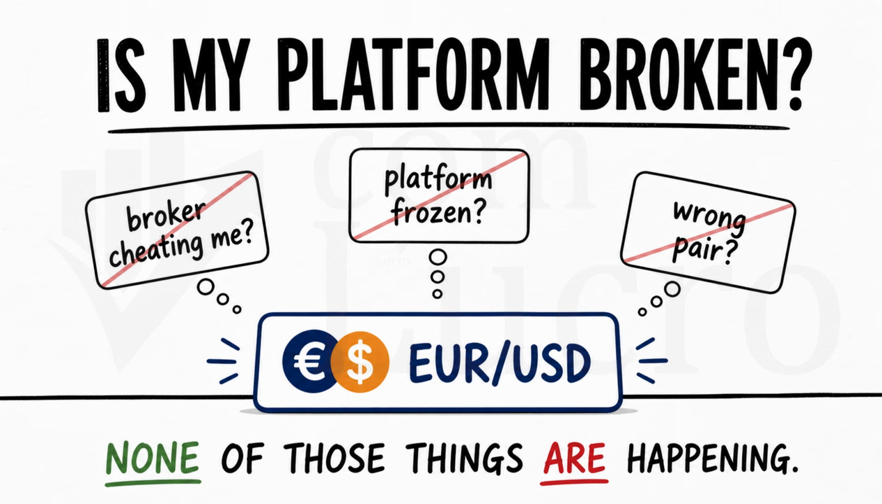Right. Now, the second half of this video, and honestly, it's the part that saves people the most frustration. Because there's a situation that comes up constantly, and it makes beginners think their platform is broken, their broker is cheating them, or that they've somehow picked the one pair in the world that refuses to move. None of those things are happening.